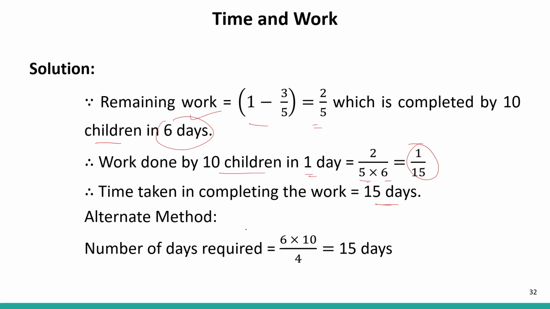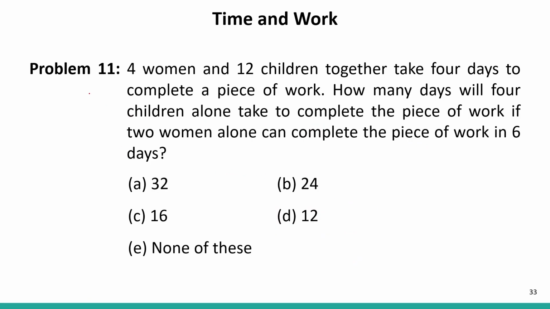So the alternate method is what? Number of days required is equal to 6 into 10 by 4, that will be what? 15 days, because for 4 it will be 3 by 2, right? And then it will be 5. So 3 into 5 is equal to what? It's equal to 15, right? So let's go forward with problem number 11.